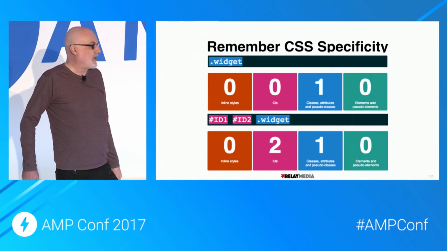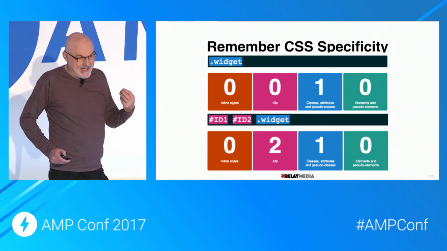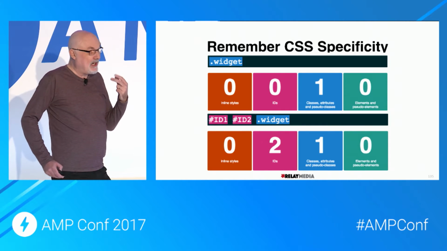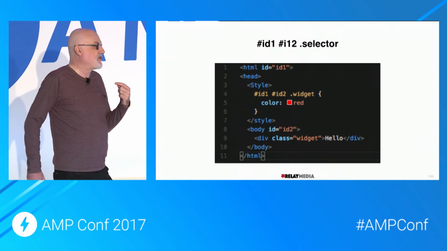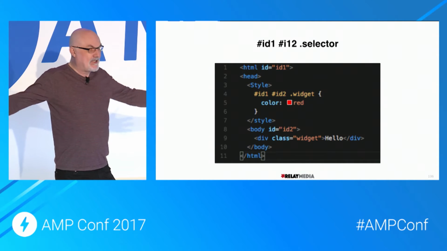and raise its precedence a lot. And so you could sort of fake .important. And the nice thing about that with two IDs is that you can put one of them on the HTML and one of them on the body. So they're global for the page.